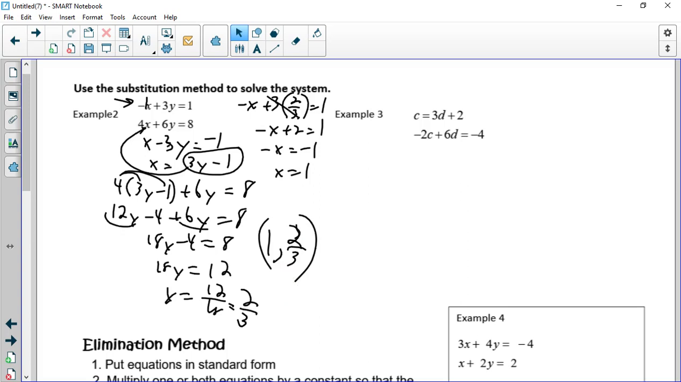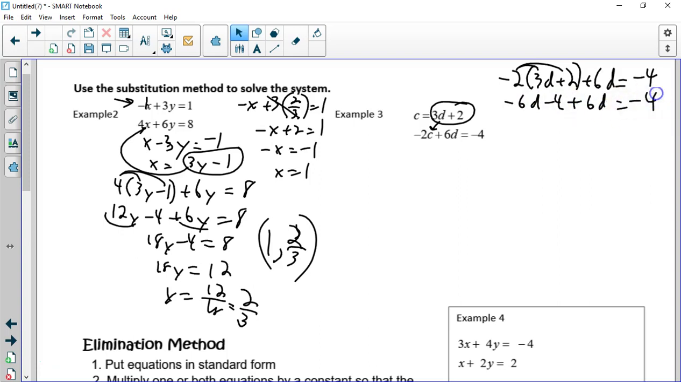Okay, example 3 is easy because C is already by itself. So I'm going to plug it in right here, and this is a quick and easy one. So -2, don't forget my parentheses, 3d plus 2 plus 6d. Again, I have all the same letter now. I'm good to go. I'm going to distribute my -2. So -6d minus 4 plus 6d equals -4.